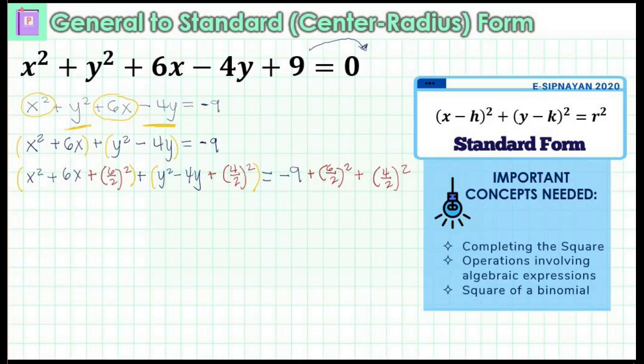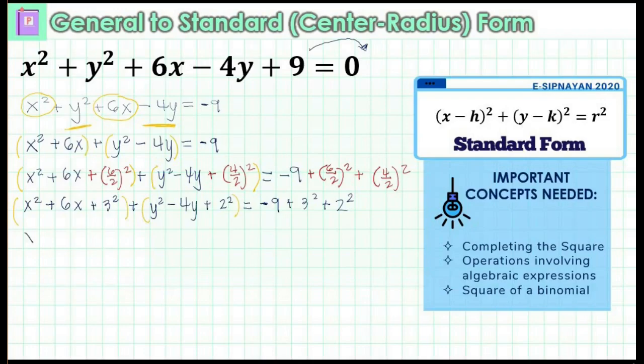Let's now try to simplify what we added on x and y. So let's copy x squared plus 6x plus 6 over 2 squared, which is 3 squared, plus y squared minus 4y. And then 4 divided by 2 is simply 2 squared, equals negative 9 plus 3 squared plus 2 squared. Alright, next step is to further simplify those which can still be simplified, but then again, do not forget to group the terms with the same variables.